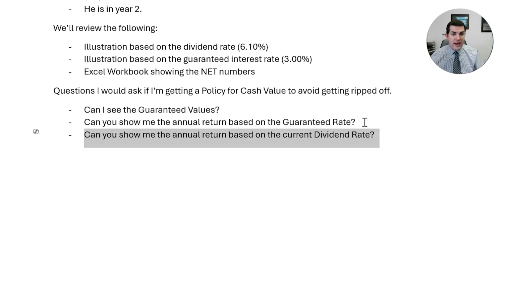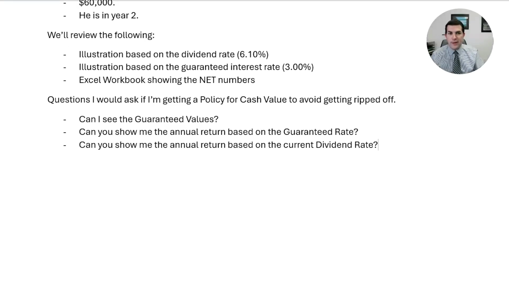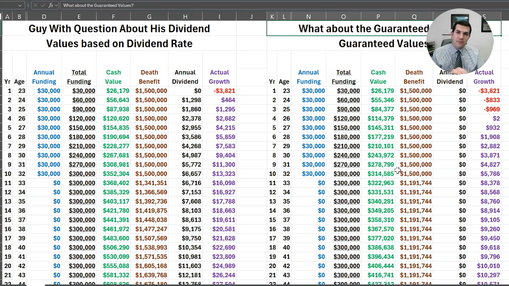Next, can you show me the annual return based on the current dividend rate? Why I would ask this question is because it forces one to show the net returns, because it does not always come up in conversation. And where people have buyer's remorse is when they get a policy thinking that they're earning a certain percentage or it's growing by so much. They tell their friends, hey, I earned X amount of dollars or X return in my policy. And then it's brought to light, no, you didn't. And then they feel embarrassed. Like, whoa, that's what I was told. Was I lied to? No, it's just not transparent at all.